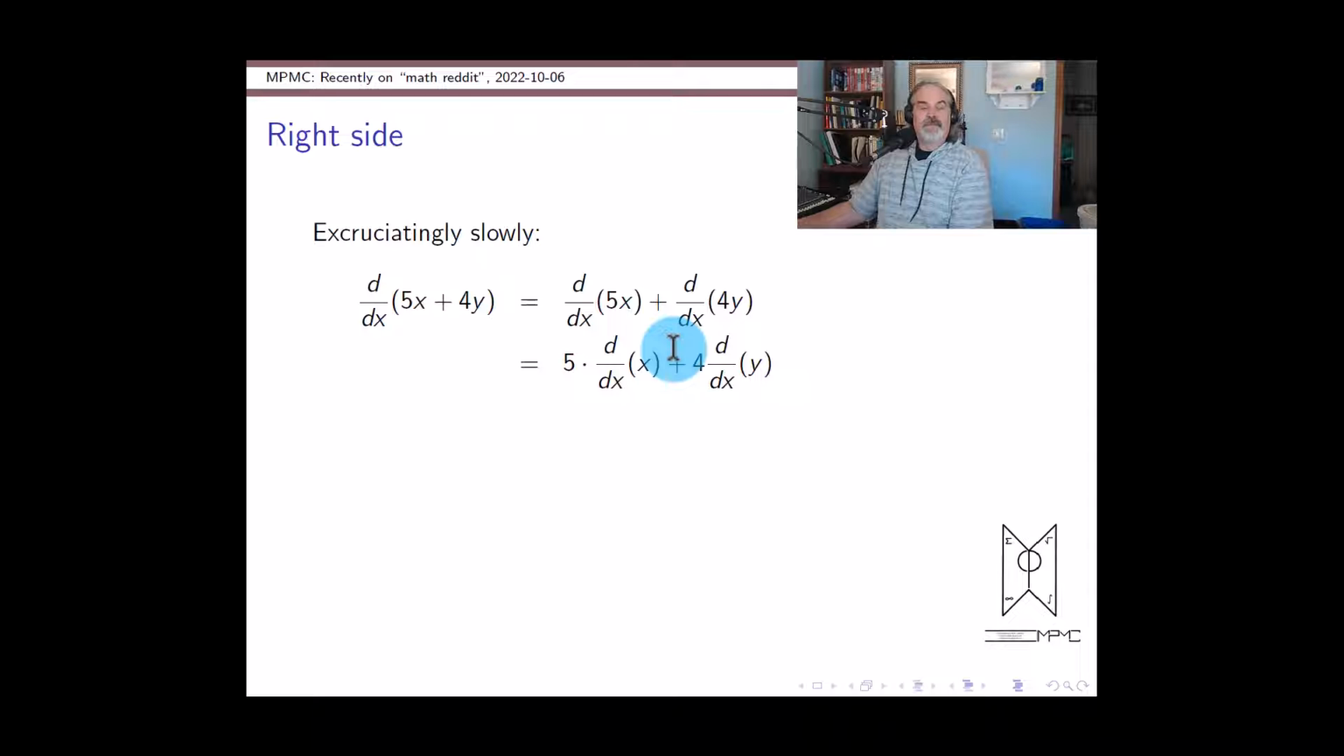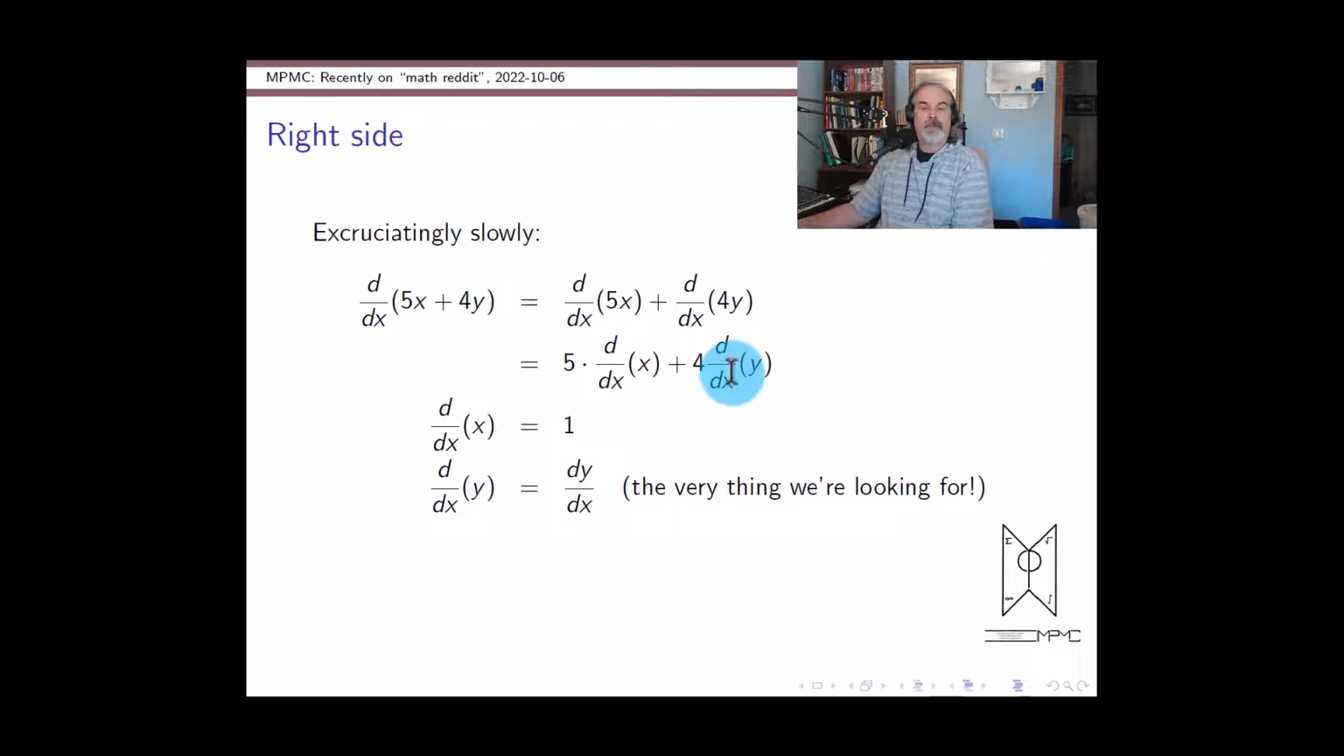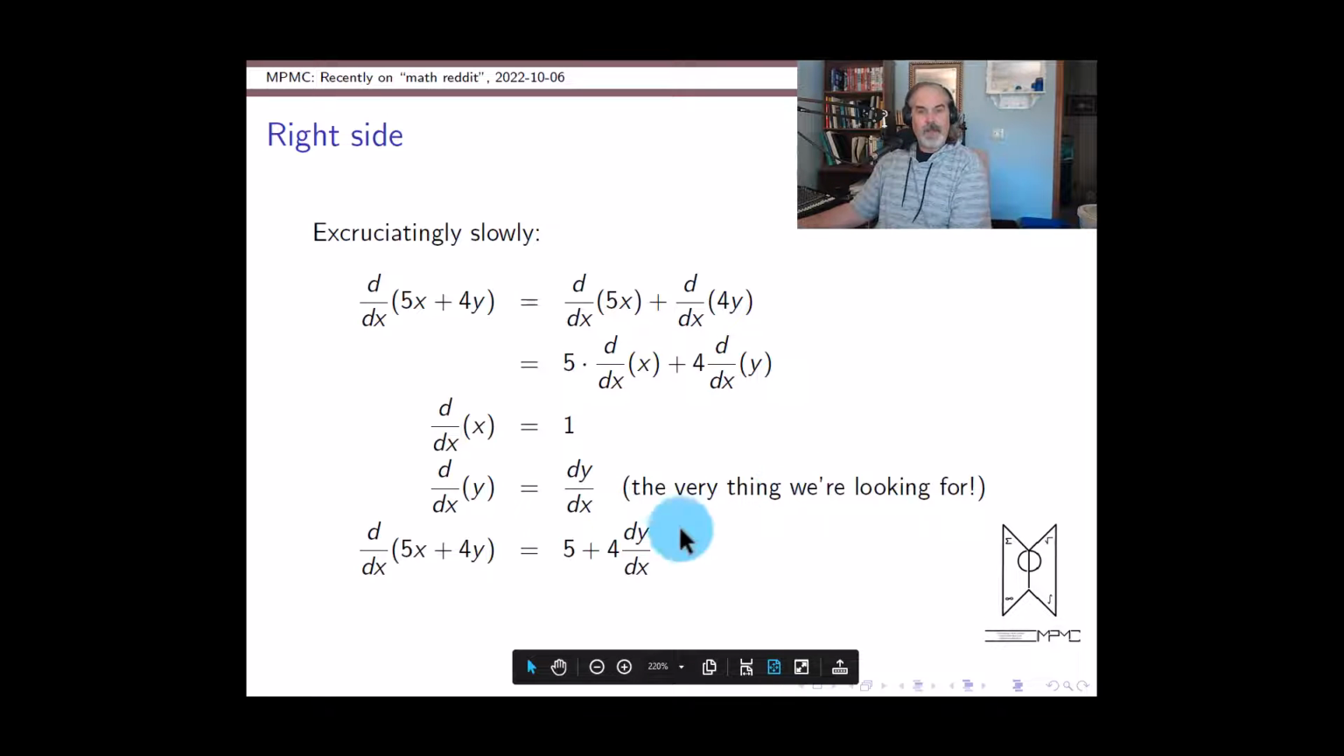The two derivatives that we've isolated are both easy. The derivative with respect to x of x is just 1. And this derivative with respect to x of y, well, we don't know what that is. And in fact, that's the whole point of the problem. That is dy/dx, which is the very thing we're looking for. So dy/dx does not appear as explicitly solved for as in other problems. It shows up and then we've got to dig for it. Altogether, the derivative with respect to x of 5x plus 4y is 5 plus 4 dy/dx.